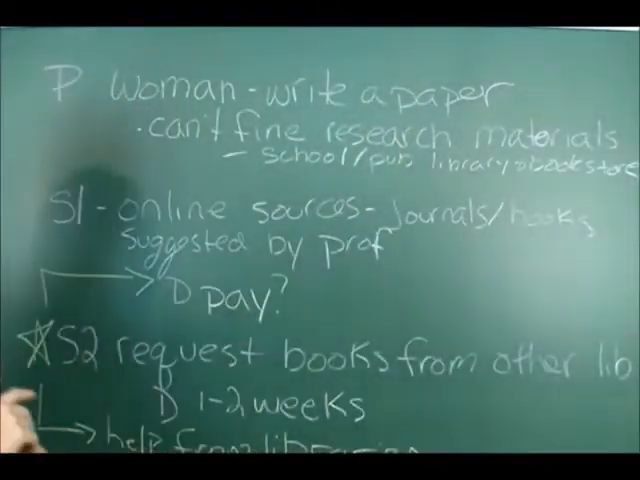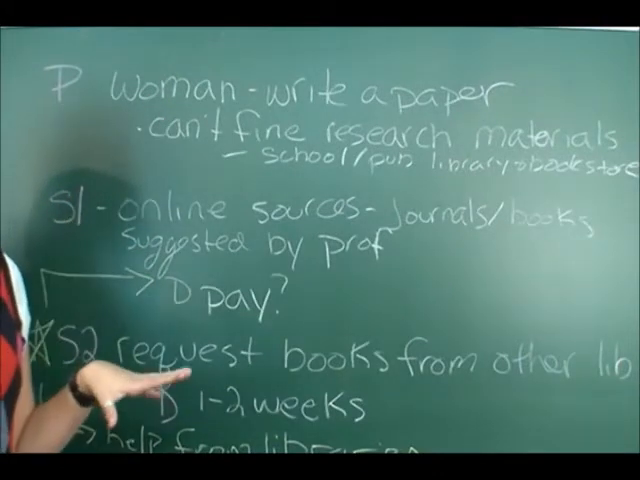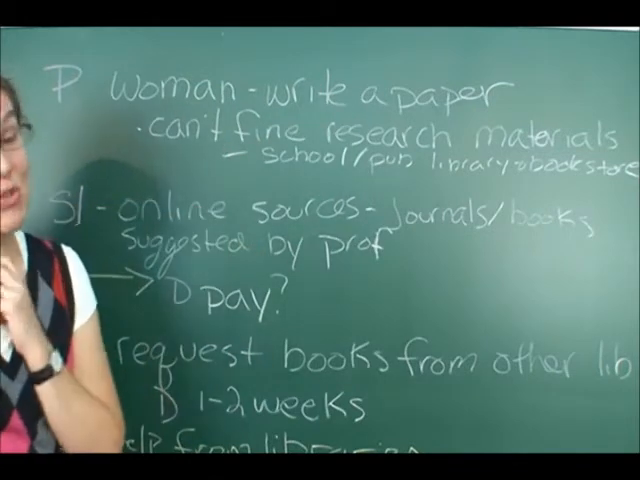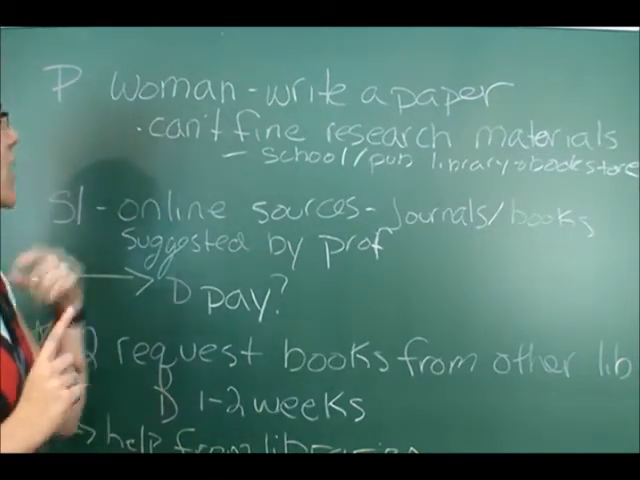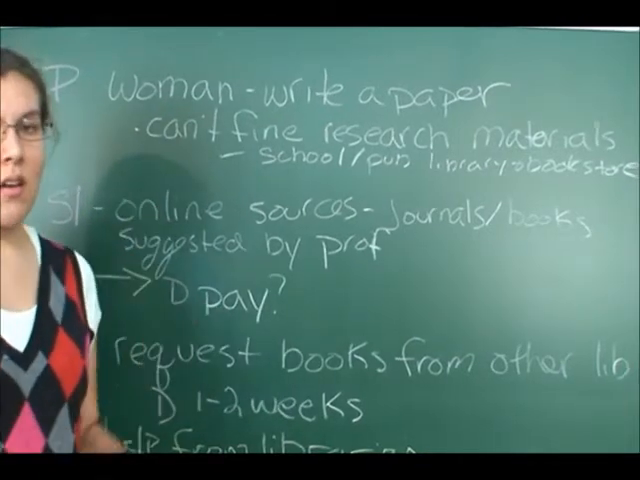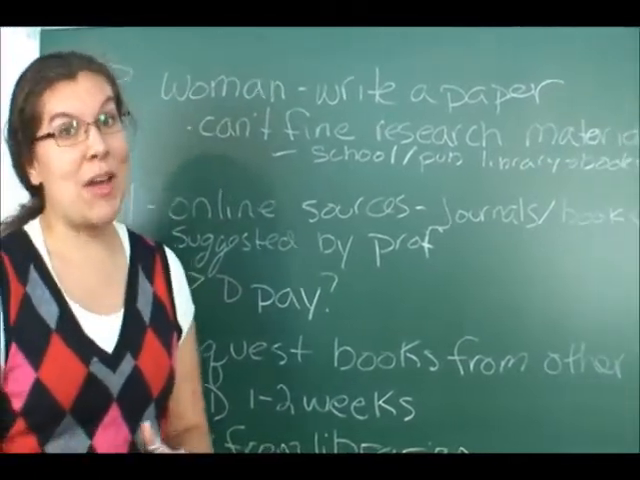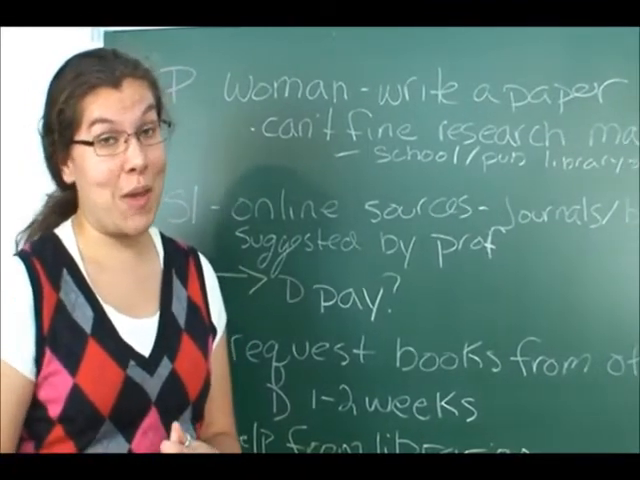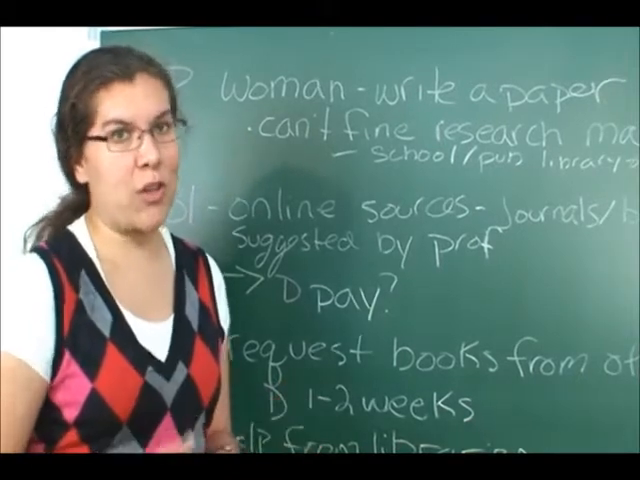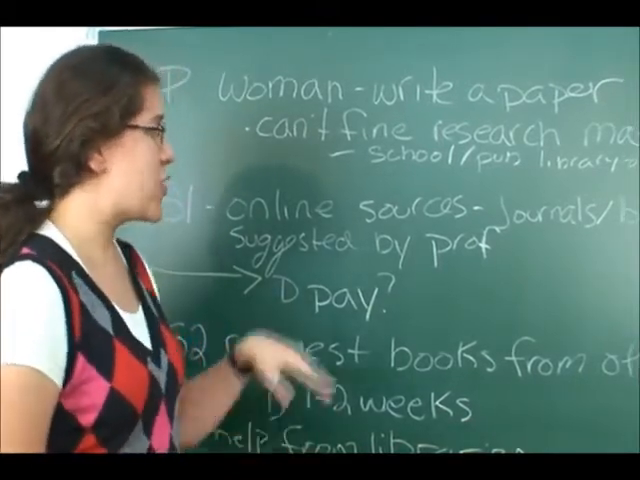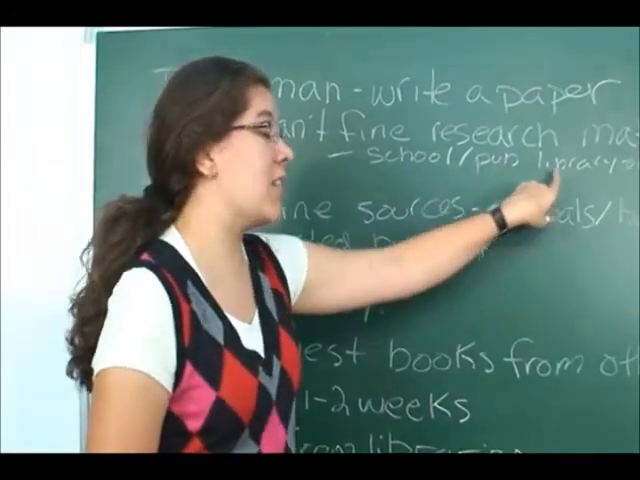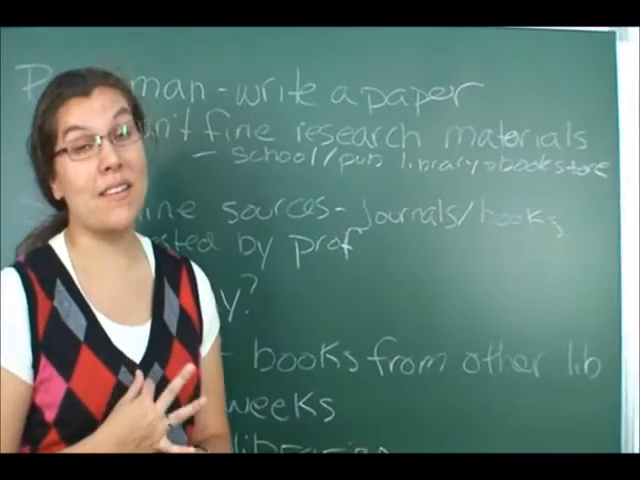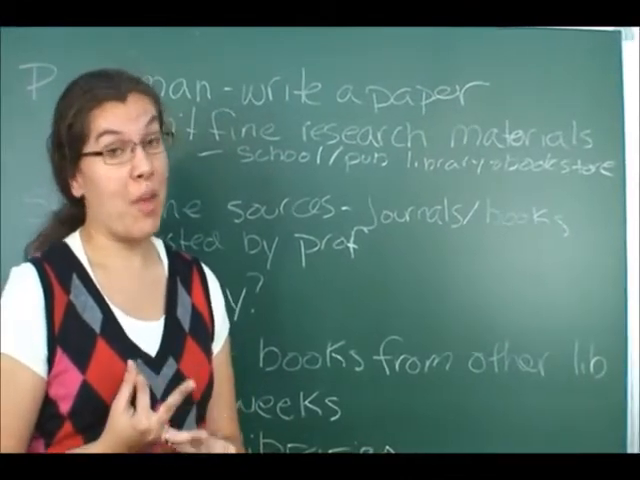So the problem is the woman, and it's sort of surprising that it's a woman, usually it seems like it's a man, has to write a paper in her history class. But she can't find research materials. This is a common problem in college. You have to find your own materials to give examples for your papers. You can't just say whatever you want. You have to have research to back it up. She's looked in the school and the public library and at the bookstore. And at these three places, she cannot find any research material for her paper.